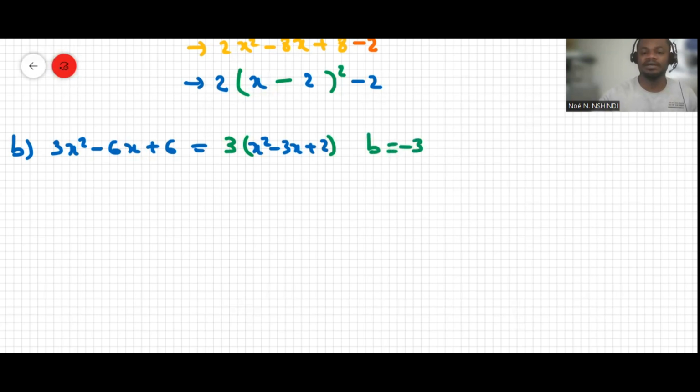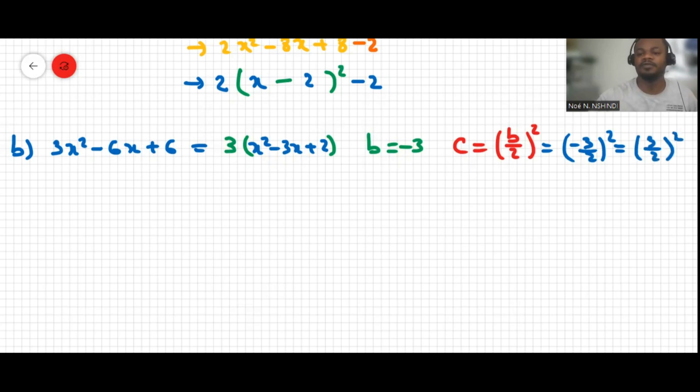Now we do know that c will be b over 2 to the power of 2. Now I can substitute my value there. It's going to be -3 over 2 to the power of 2. When the power is 2 or any even power, the negative sign of the base within the bracket will disappear. This is just 3 over 2 to the power of 2, which is 9 over 4. Then over here I can write 3 open bracket x squared minus 3x. Instead of writing 2 there, I am going to write plus, and I can use a square bracket here now.